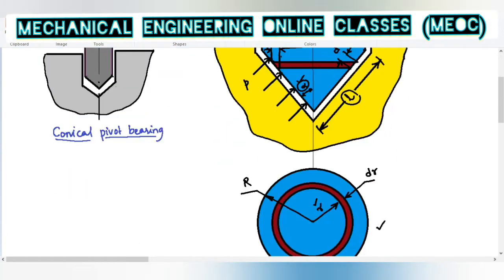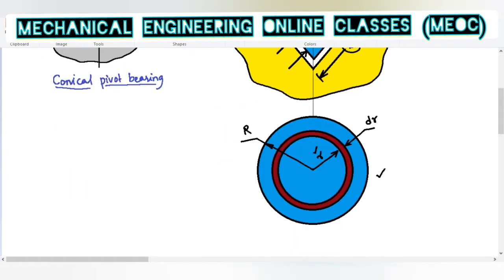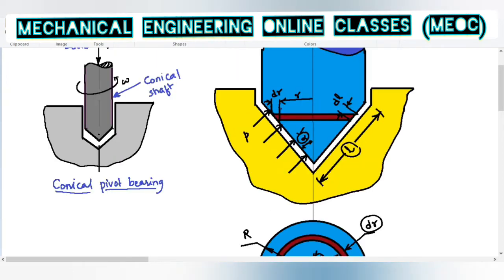The top view of the shaft and bearing assembly is shown here, where a differential element in the shape of a circular ring, shown in red color, is assumed. The radius of that is taken as small r, and the thickness of that elemental ring is dr. So this dr is the horizontal distance when you are looking from the top.